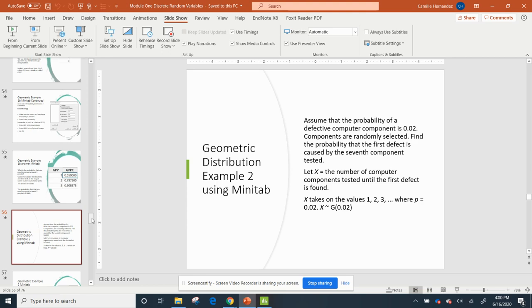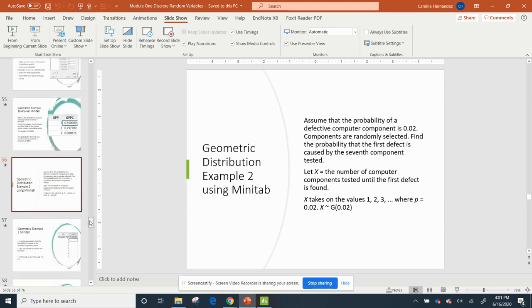All right. Assume the probability of a defective computer component is 0.02, or in my mind, 2%. Components are randomly selected. Find the probability that the first defect is caused by the 7th component. I'm not talking about people, I'm talking about components, kind of the same thing. Let X equal the number of computer components tested until you find the first defect. X is going to take on the values 1, 2, 3, and P is going to be 0.02. So my distribution is X approximately geometric with that probability.